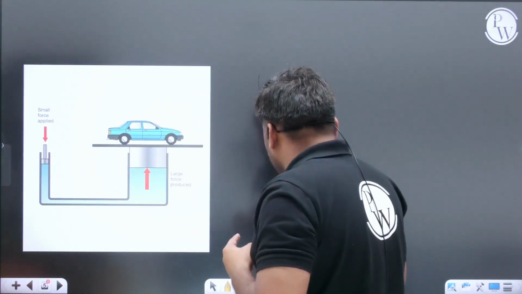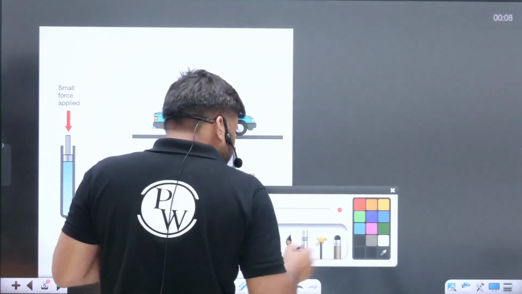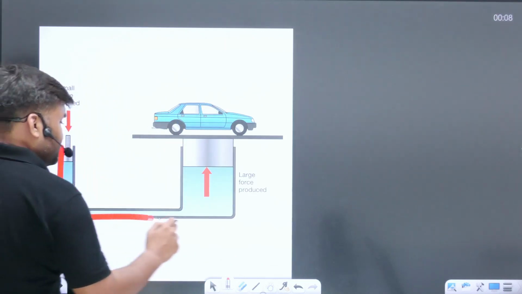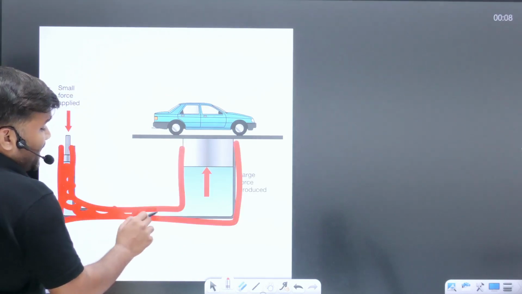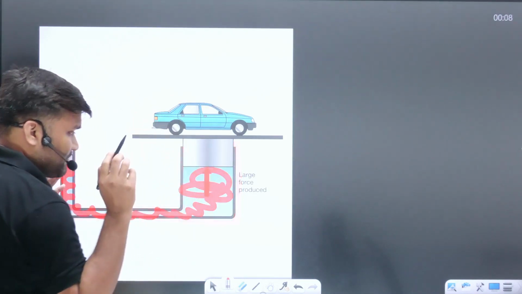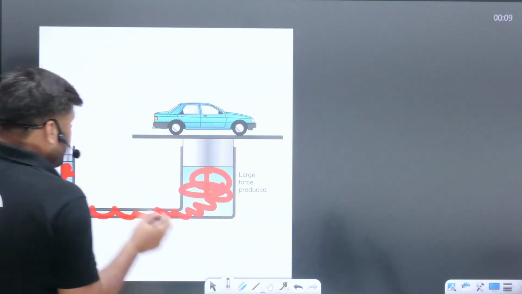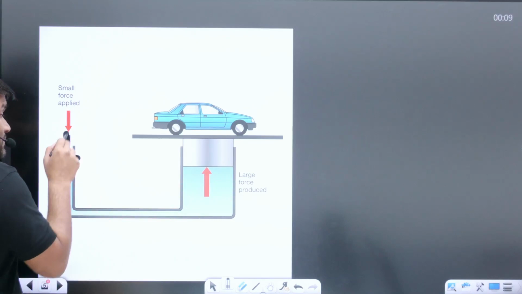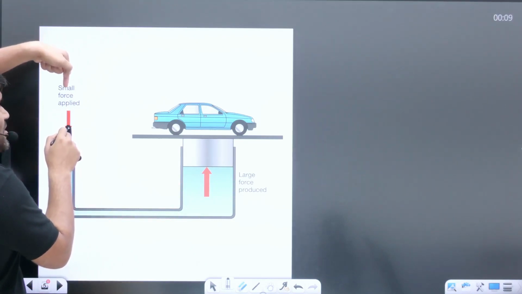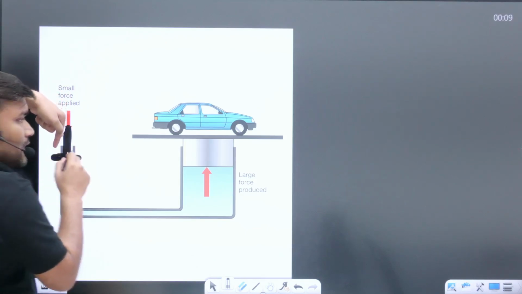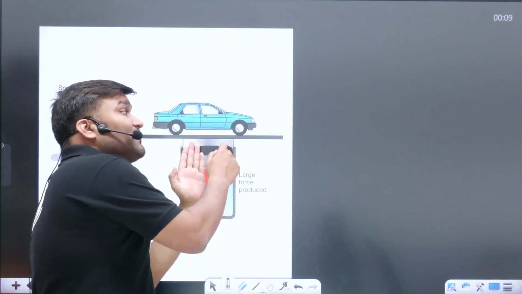Now look here, beta, closely. The example which I have shown here: we are having a cylinder. This is a cylinder, beta, and inside that we have filled some liquid. Here I have filled some liquid. This is the liquid. This is the plunger, a single link. If you apply a certain small amount of force here, at this end, at this ram, you can lift a very heavy weight.